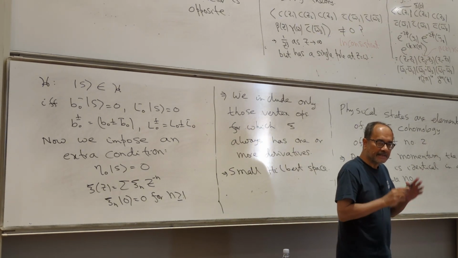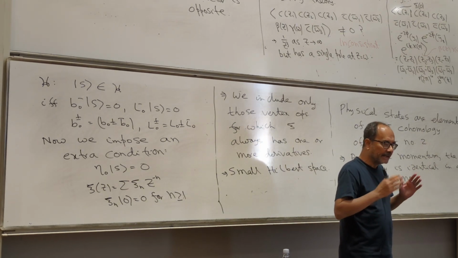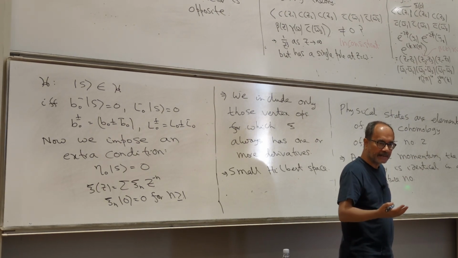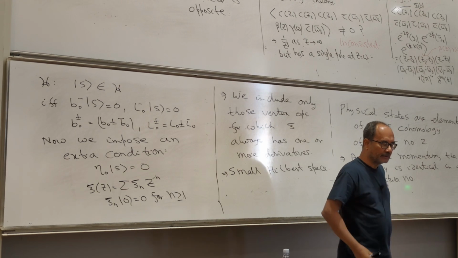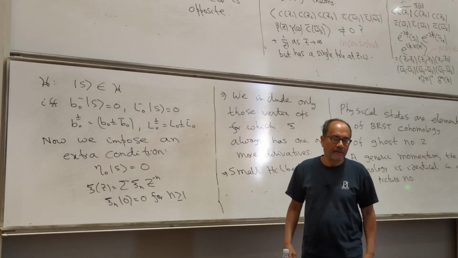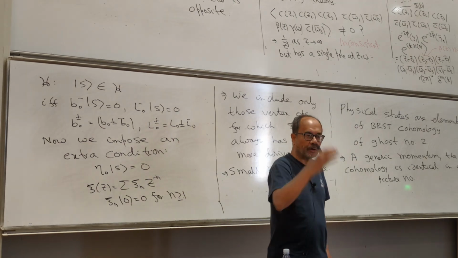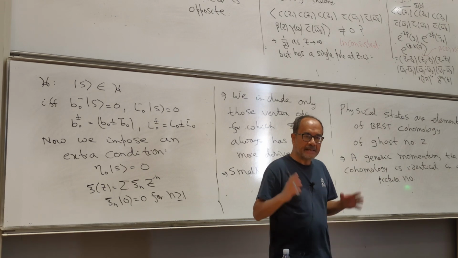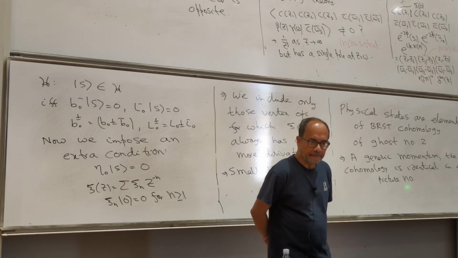This way, the same physical state has an infinite number of copies, right? In each picture number, there is a copy of the physical state. So if you allow all of these as your physical states, that will for example be an infinite number of gravitons. So this clearly is not something physical, right?